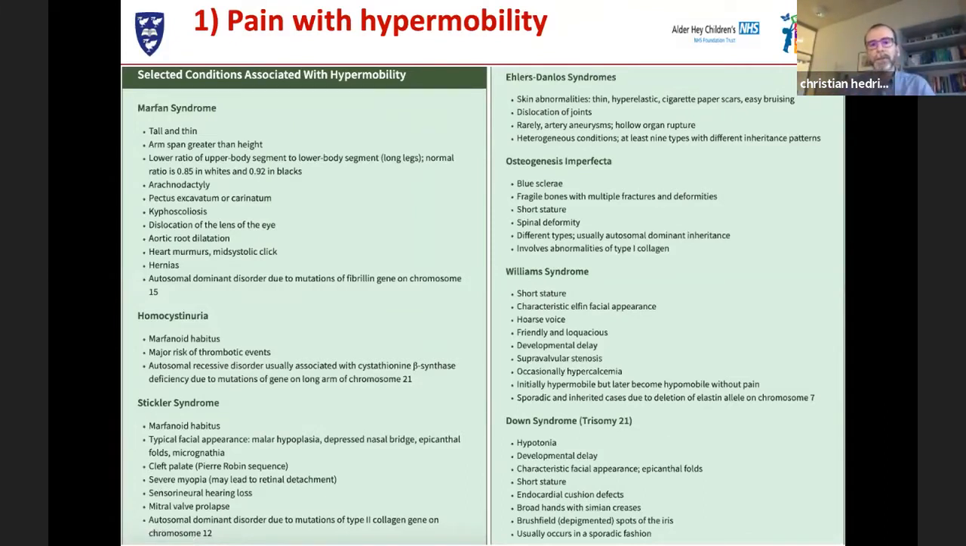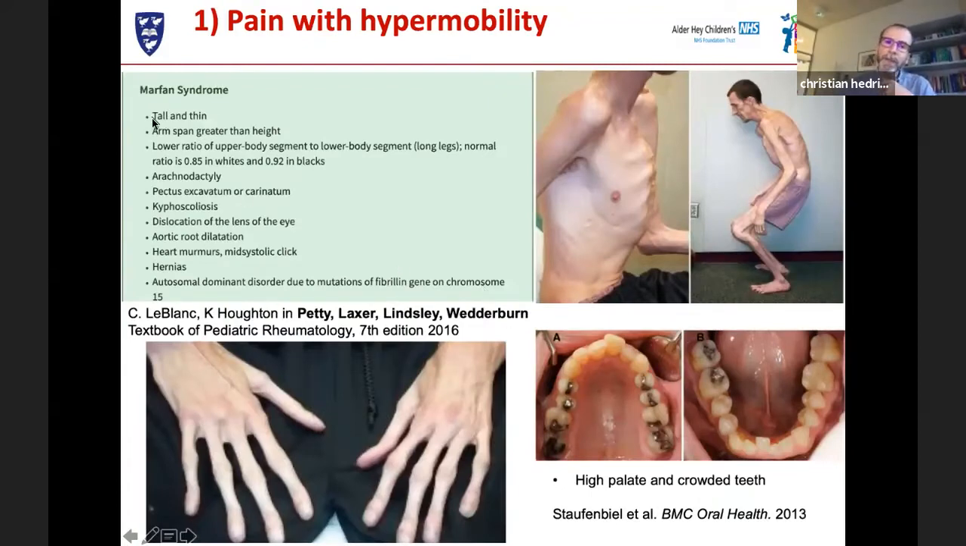This also is a summary from the Cassidy and Petty textbook of pediatric rheumatology, which is like the Bible for the pediatric rheumatologist. And it summarizes a number of genetic conditions that are associated with hypermobility, some of which you are more familiar with. One of them is Marfan syndrome. Marfan syndrome certainly comes along with certain stigmata. Patients are tall and thin. It's quite characteristic that the arm span is greater than the body height. Patients develop arachnodactyly. They have pectus excavatum and carinatum, as you can see on the right top of this slide.